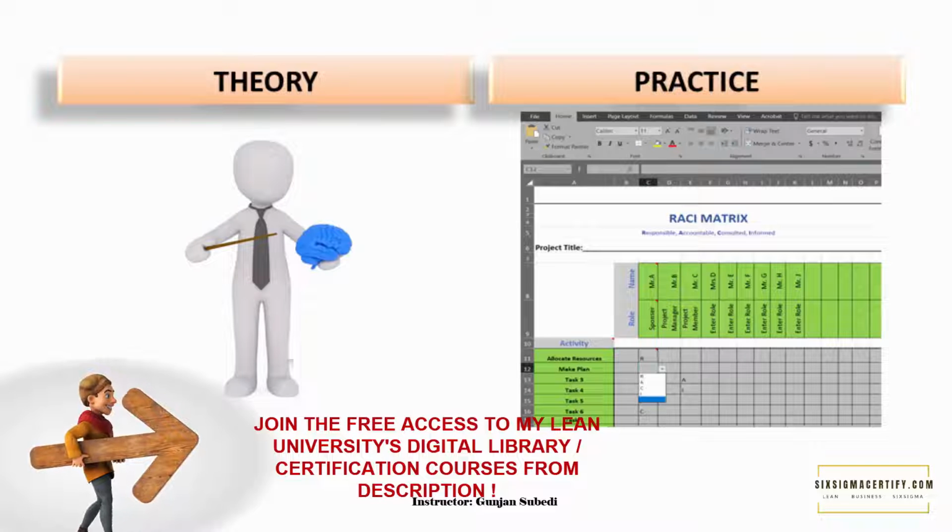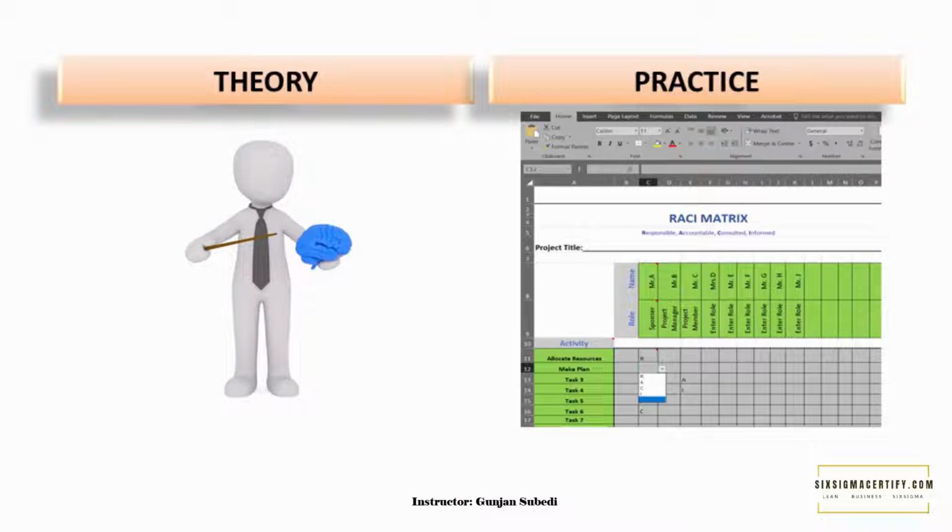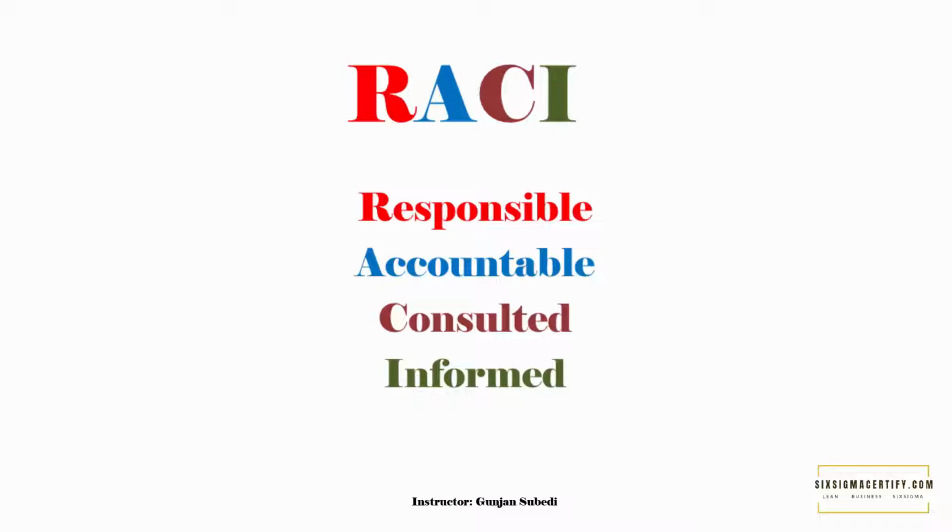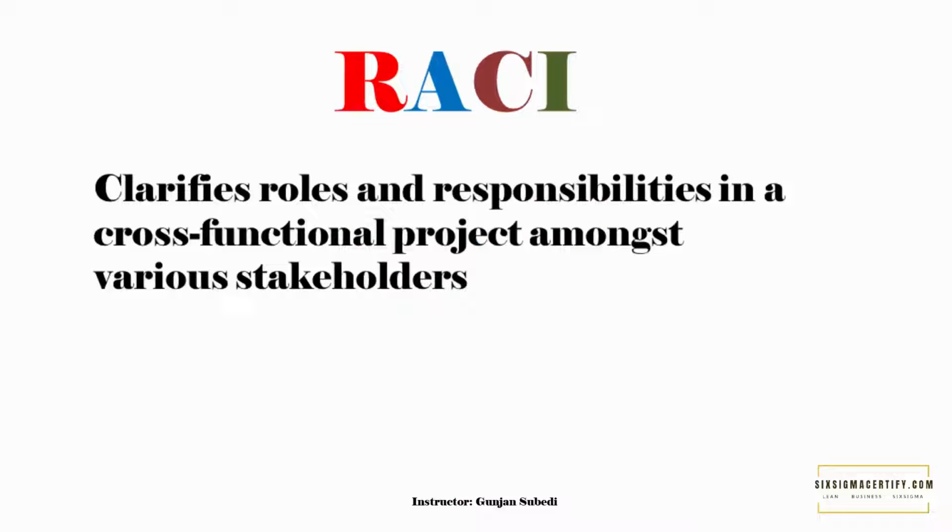I will give you an Excel sheet and teach you how to perform the RACI analysis with the Excel sheet in the practical zone of this lecture. But before that, let us try to understand what RACI means. In RACI, R stands for responsible, A stands for accountable, C for consulted, and I for informed. The RACI matrix helps us to clarify roles and responsibilities in a cross-functional project amongst various stakeholders.